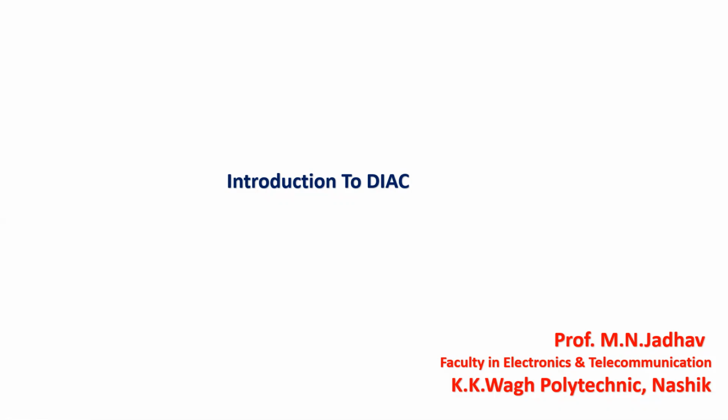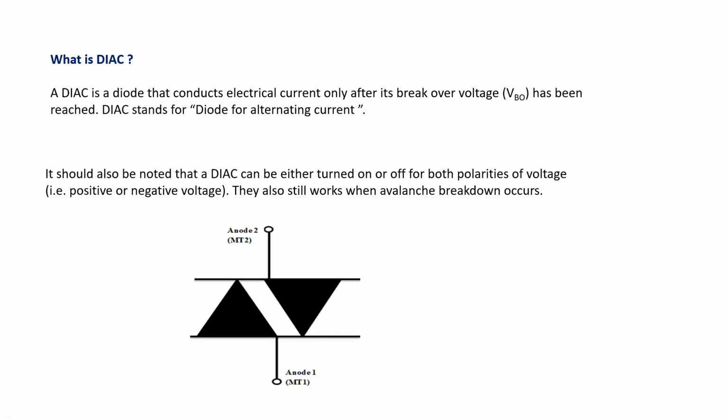We'll go through a little introduction to DIAC. Now let us see what is DIAC. So DIAC is nothing but two diodes connected in antiparallel, and the word DIAC stands for diode for alternating current. Here this is the symbol for DIAC, in which we are observing two diodes connected in antiparallel.